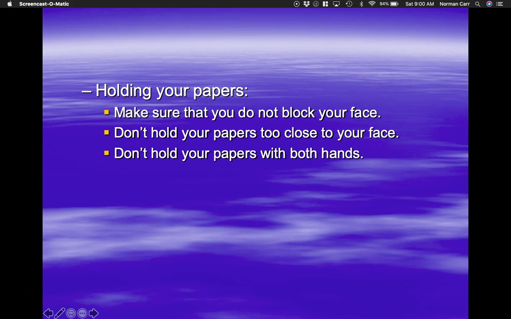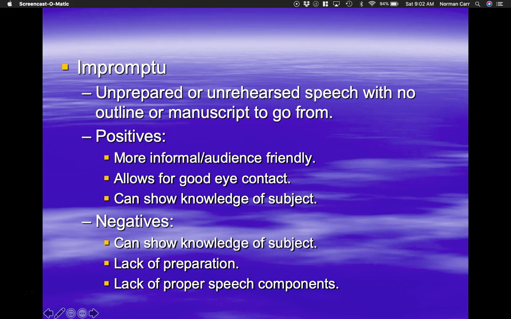Because once again, the audience won't really be able to see you and it'll just create less engagement. When you hold papers, you don't want to hold them with both hands, so you don't want to grip the sides of the paper together. Generally, it's a little more comfortable if you're holding it with just one hand and leaving the other hand open for hand gestures.